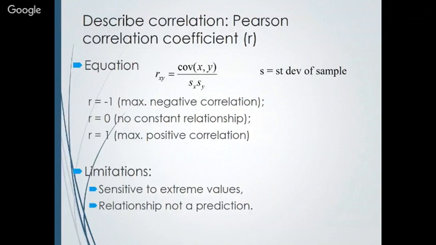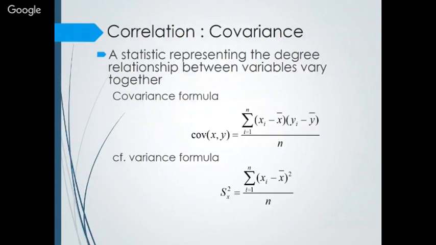After calculating the correlation R of xy, we will get a value between -1 and +1. A value of -1 indicates maximum negative correlation, meaning that as one variable increases, the other variable decreases. And +1 is, naturally, maximum positive correlation. 0 means no correlation.